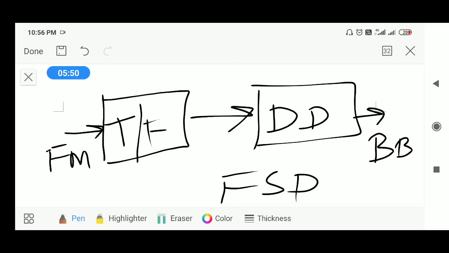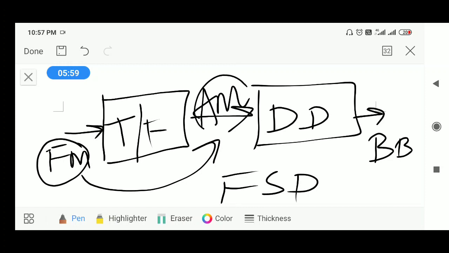One is initially it converts FM signal into AM signal, and this AM signal can easily be converted into modulating signal with the help of diode detector. You already know the diode detector is a low pass filter which removes carrier and gets back original message signal with the help of diode detector.